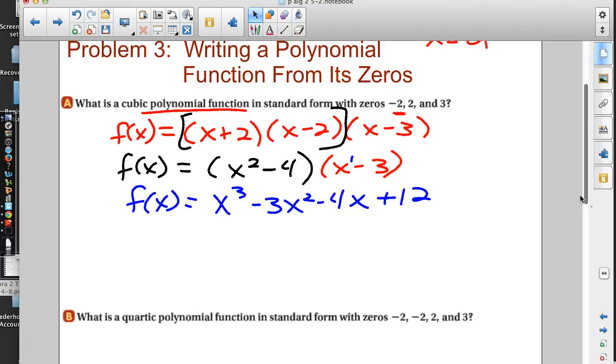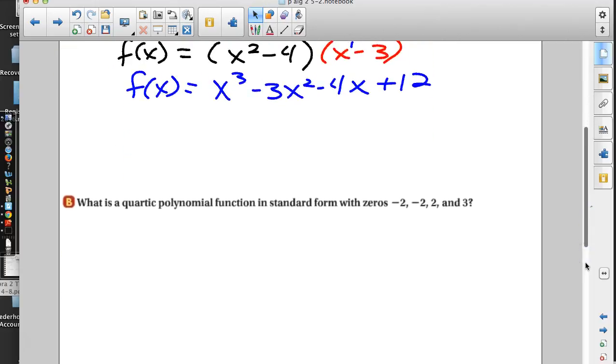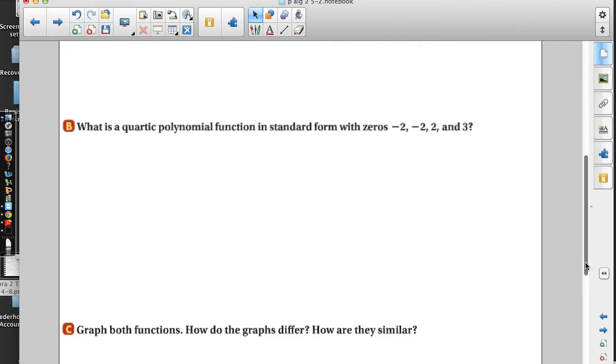So down here, we're getting a higher power this time. This one was a cubic. This one says, what is a quartic polynomial function in standard form? Now of course we have 4 zeros because it's a quartic. I'm going to call this one g of x, just because I don't want to do all f of x all the time. You could call it f of x. It's not going to make any difference.